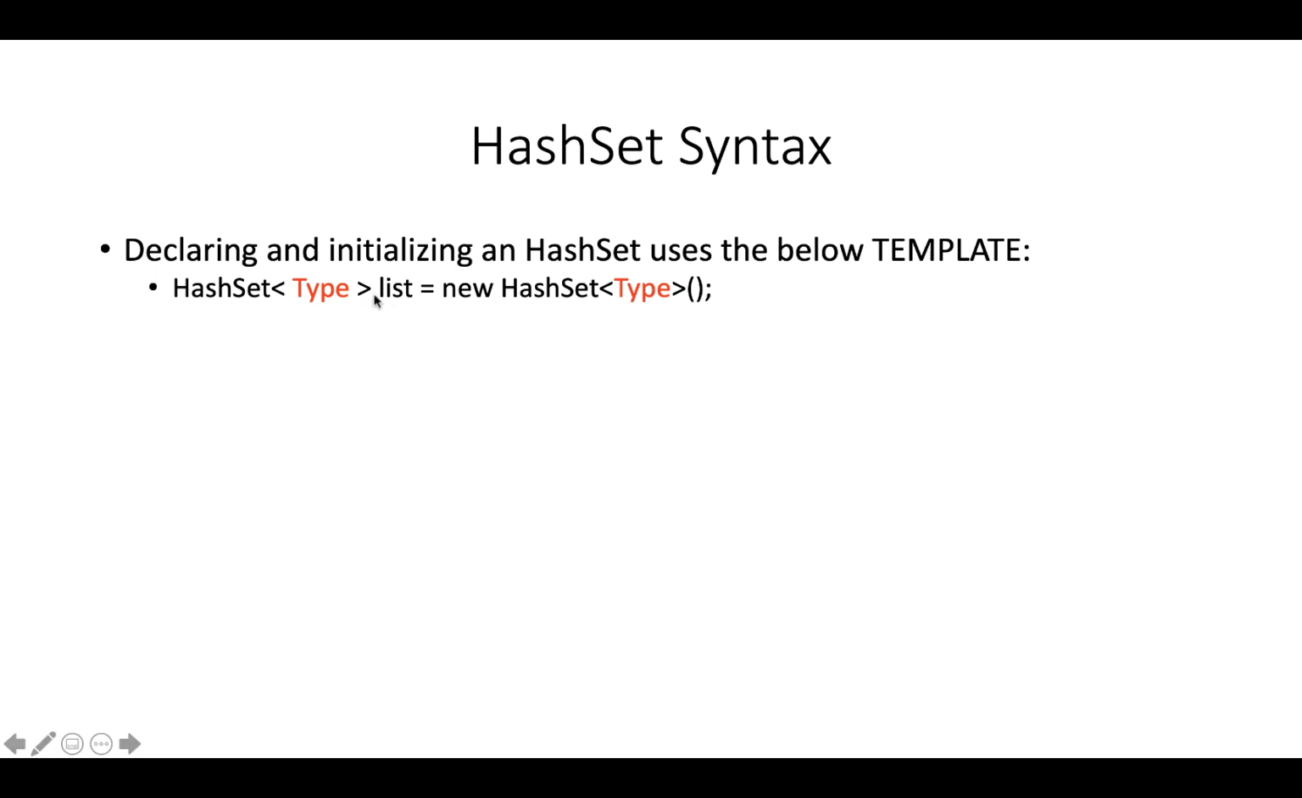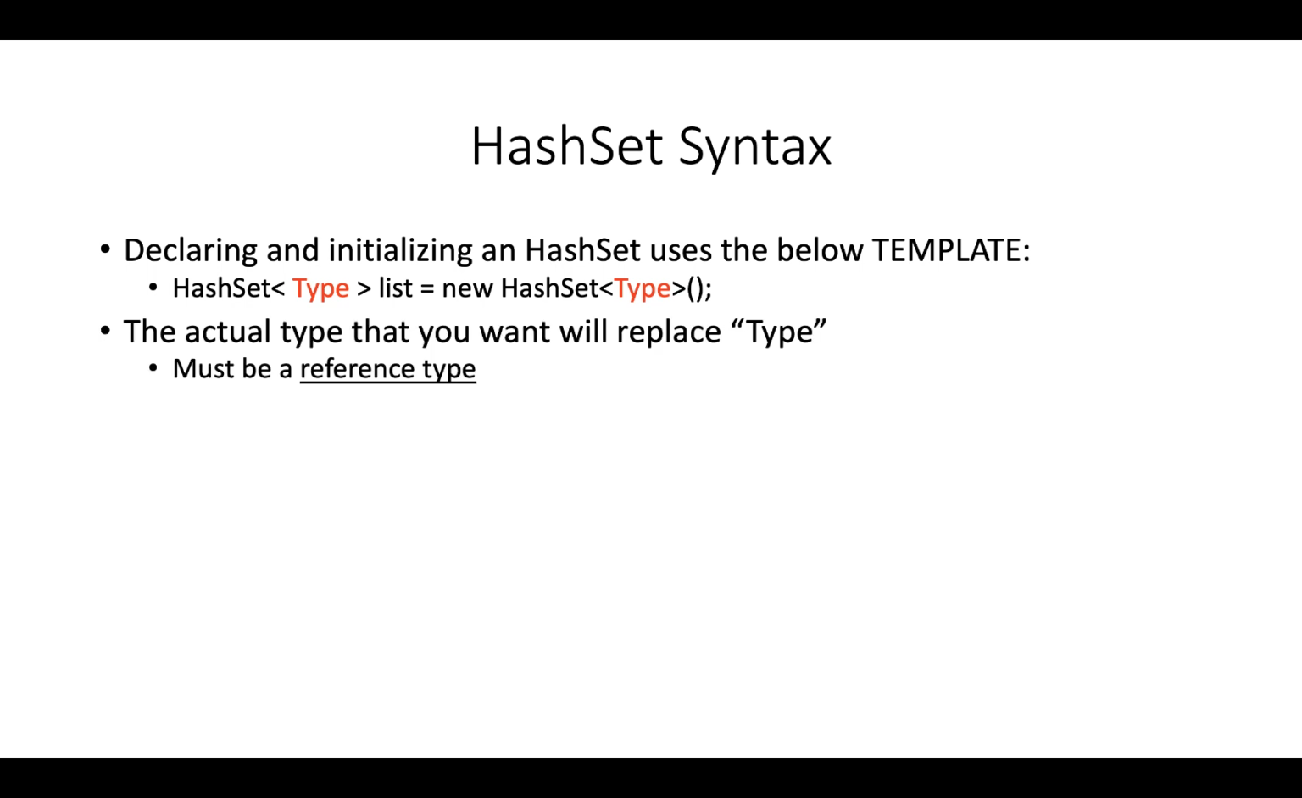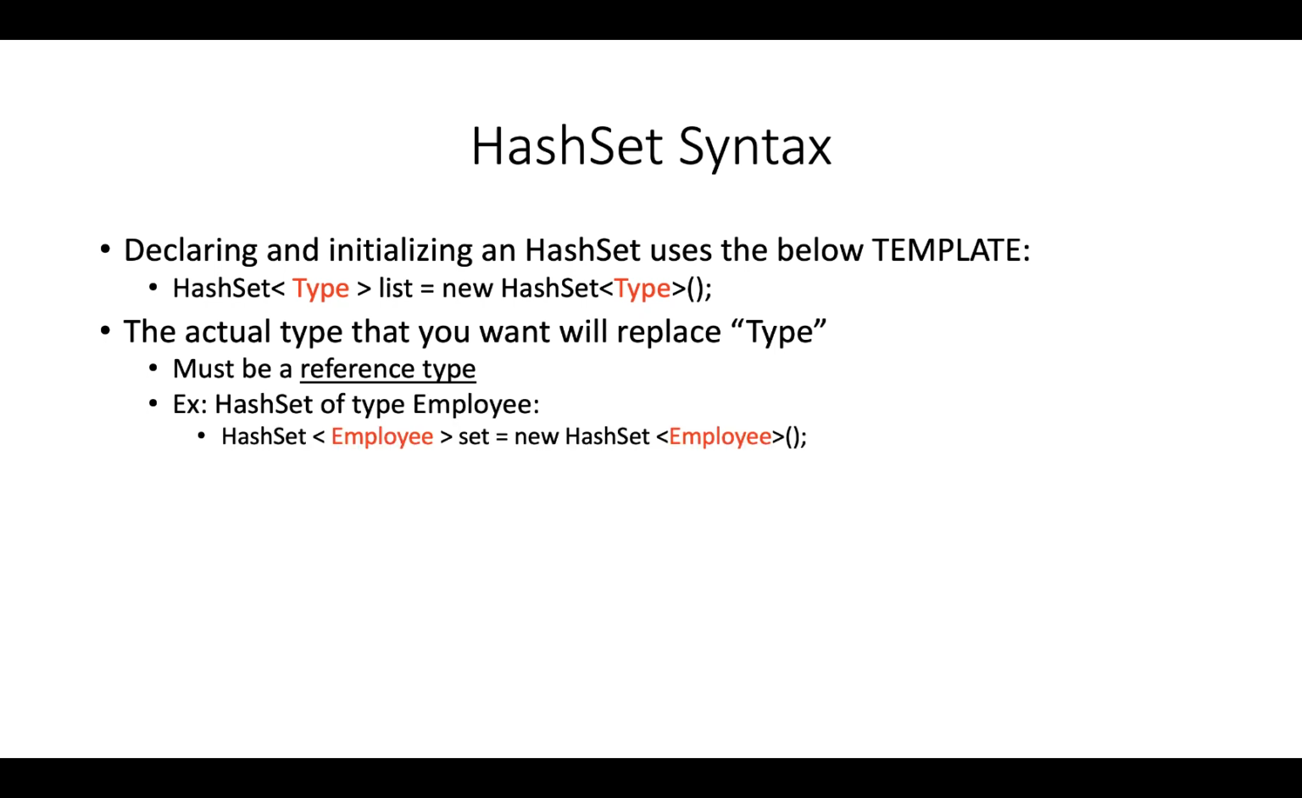Inside the carets here, I need to put the type that I want this set to store. Notice that just like with array list, the type has to be a reference type. This means that you cannot put one of those 8 primitive types inside these carets. For example, if I had a class named Employee already declared, I could store a set of Employee objects, that is totally fine, using the syntax here.